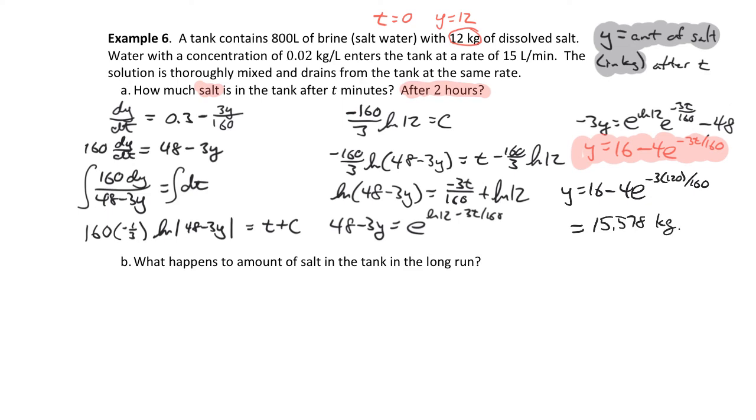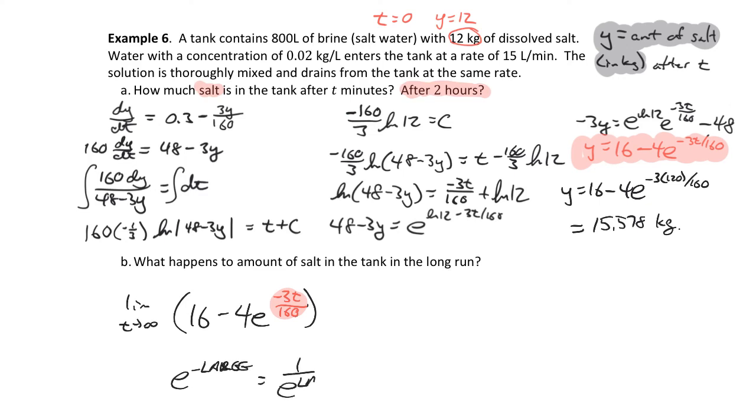Okay, for our final little bit here, we want to know what happens to the amount of salt in the tank in the long run. Remember, our function is y equals 16 minus 4e to the negative 3t over 160. So what we're really looking for is the limit as t approaches infinity of this expression. If we let t go to infinity, the exponent is going to be a very, very large negative number. E to a very large negative number is like 1 over e to a very large positive number. And e to a large positive number is ginormous. And so this is almost 0. So this turns out to be 16 minus 4 times 0, or it approaches 16 kilograms.